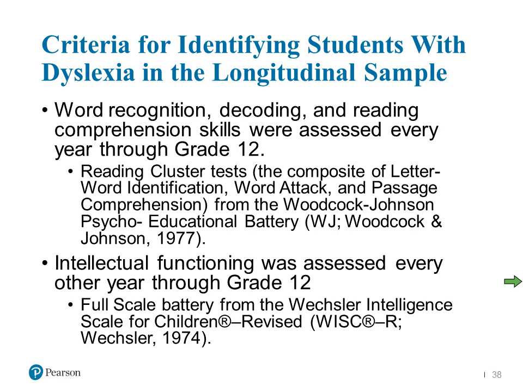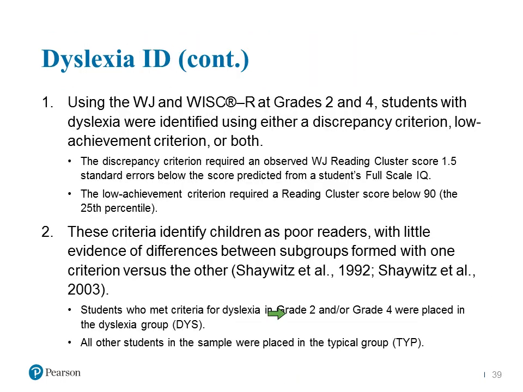We do also get this question quite often too: how did the initial longitudinal study identify students with dyslexia? Well, there were two different ways. First, every student was given word recognition, decoding, and reading comprehension tests every year through grade 12. So they were giving the reading cluster tests from the WJ educational battery. Additionally, every other year through grade 12, they were given the full-scale battery from the Wechsler Intelligence Scale. So they continued to be assessed with that over time.